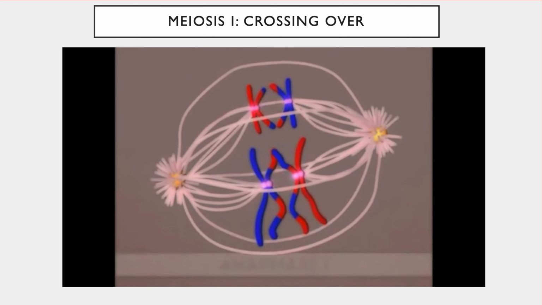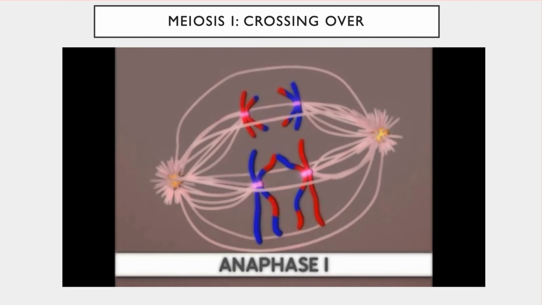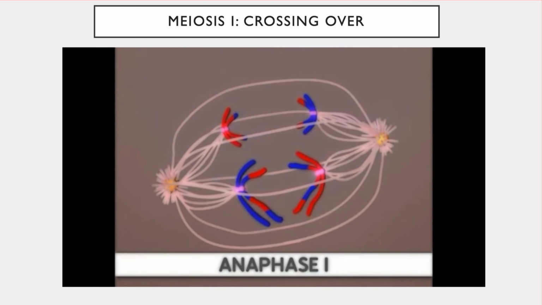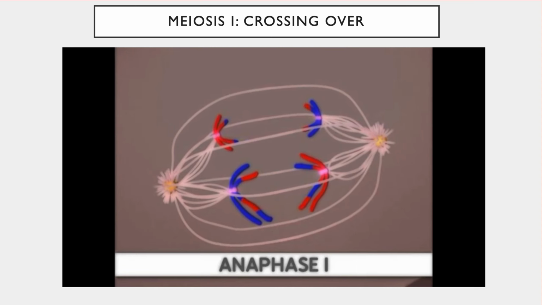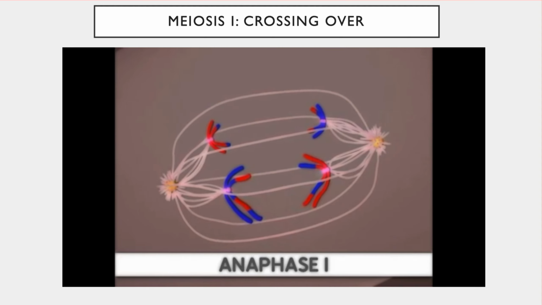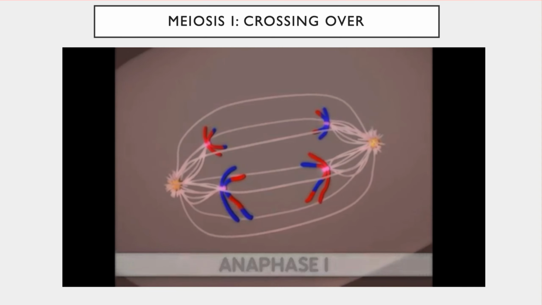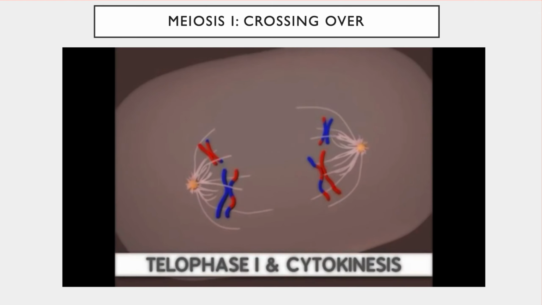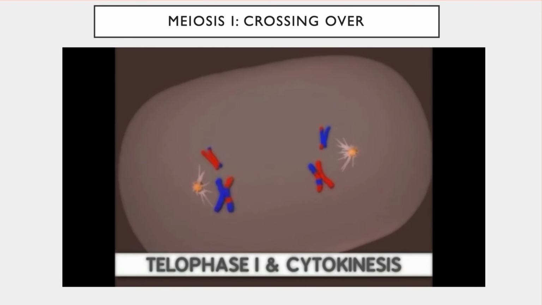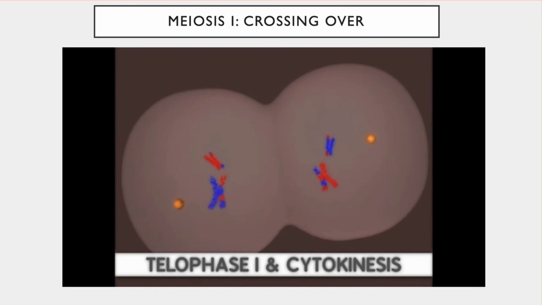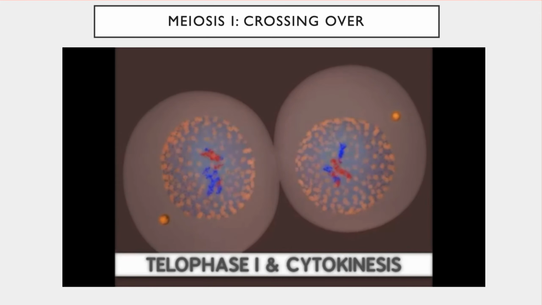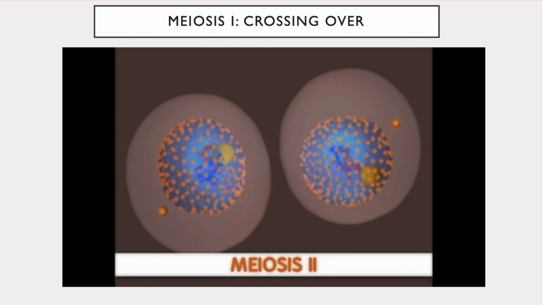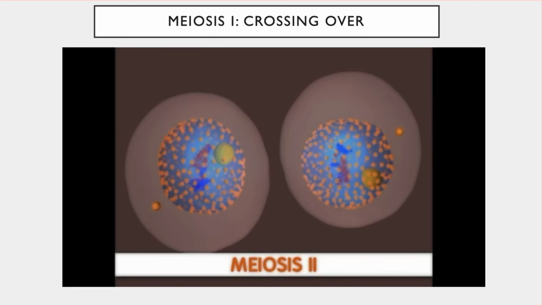The next phase is anaphase 1. During this phase, homologous chromosomes separate and migrate to the two poles of the cell. Importantly, the sister chromatids remain attached at their centromeres. The final steps of meiosis 1 are telophase 1 and cytokinesis. Here, the cell divides into two daughter cells. Each of these two cells now undergo meiosis 2. Meiosis 2 is similar to mitosis.